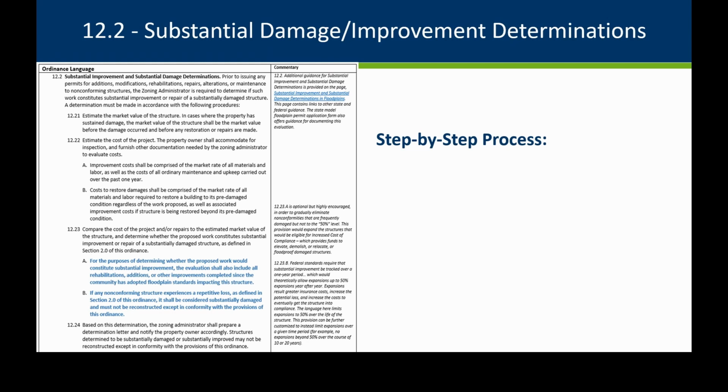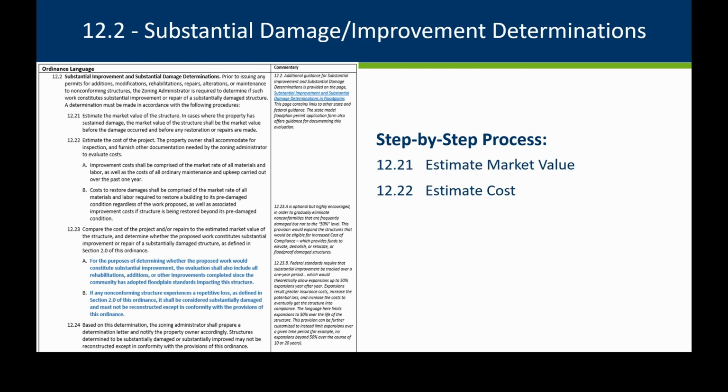Section 12, our nonconformity section, needed some work too. We mentioned that FEMA has been prioritizing the need to improve administration of nonconforming structures, particularly in a post-disaster situation. So we saw some opportunities to clarify some items, both in the ordinance as well as in our sample permit application form, which was also developed as part of the process. In the ordinance, we went with more of a step-by-step approach.